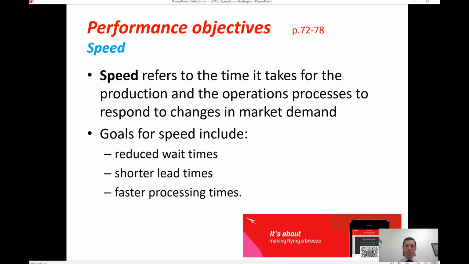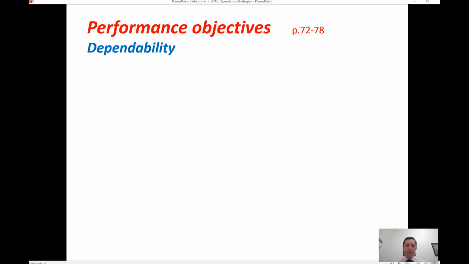Then there's speed, the time it takes for the operations processes to respond to changes in market demand. Are they really nimble and able to quickly respond to changes in customer preferences, for example? If customers are no longer buying a certain product, should that product be pulled from the market, or should they change the makeup of that product? Some of the goals for speed might include reducing wait times to receive a product or a service, shorter lead times, so the time from order until delivery, and also faster processing times. How fast can that particular product be produced?